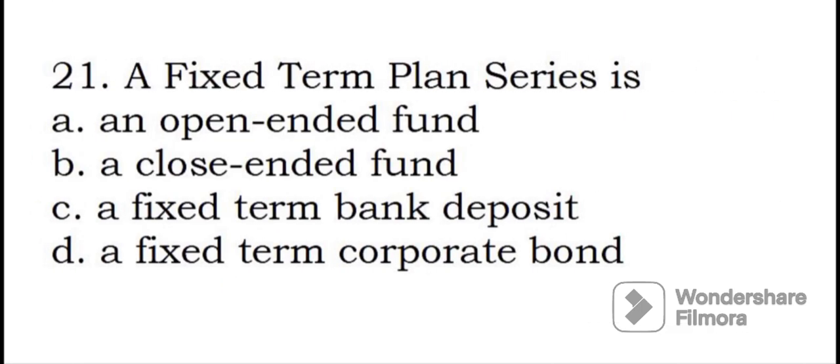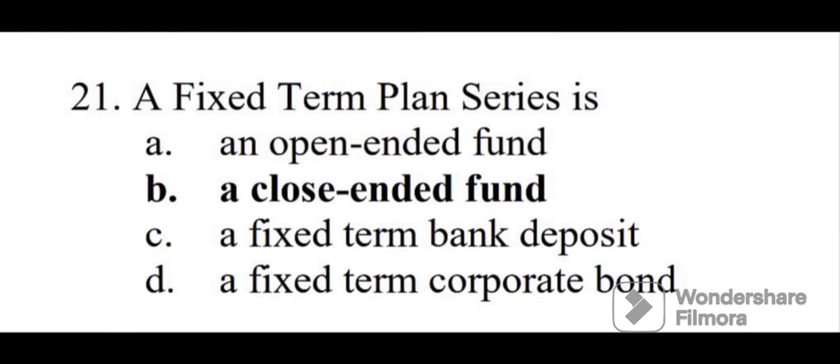So I'm moving on to the next question. Question 21. A fixed term plan series is option A, an open-ended fund. Option B, a closed-ended fund. Option C, a fixed term bank deposit. Option D, fixed term corporate deposit. So the answer will be B, closed-ended fund. Fixed term plan means they will tell you at the time of NFO itself when it is going to mature.